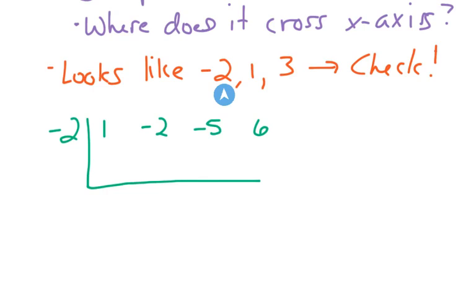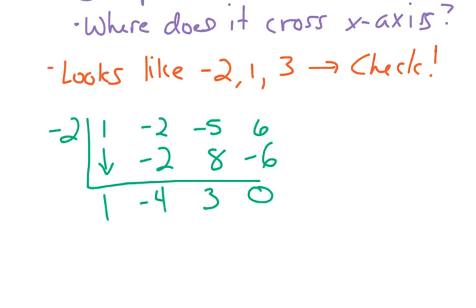Okay, so let's just go through this. We bring down the 1. 1 times negative 2 is negative 2. Negative 2 plus negative 2 is negative 4. Negative 4 times negative 2 is positive 8. Negative 5 plus 8 is positive 3. 3 times negative 2 is negative 6. And then we do get 0 at the end.